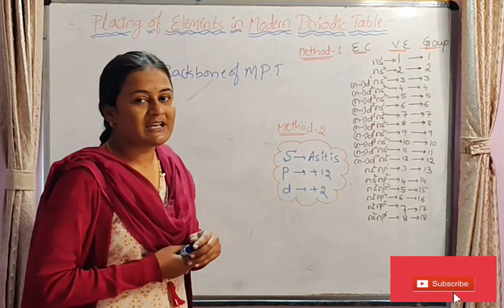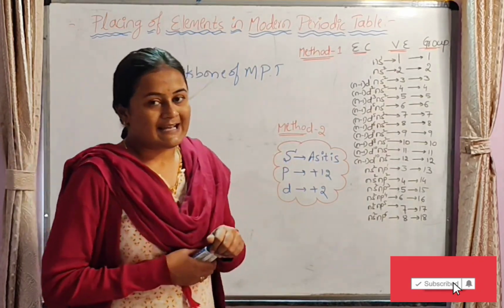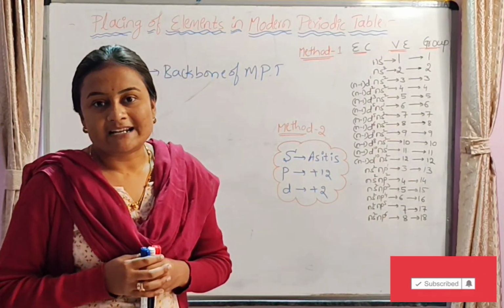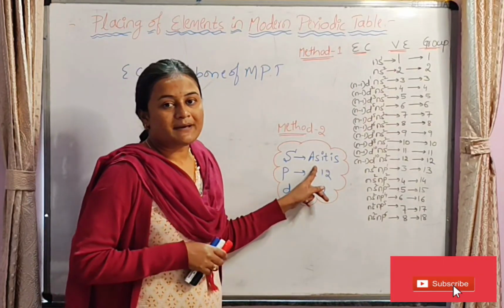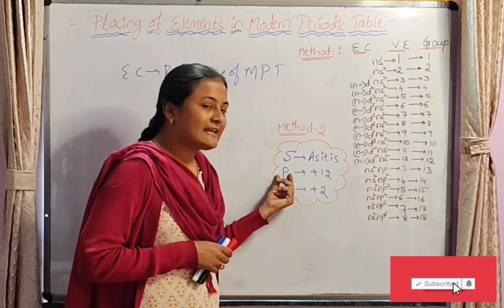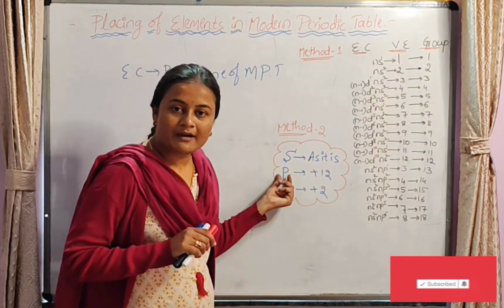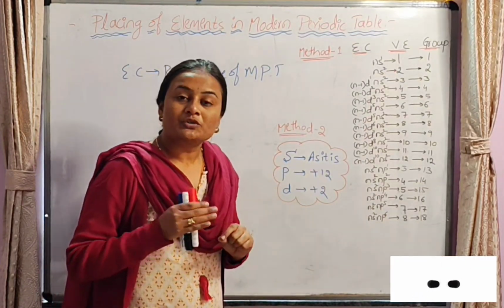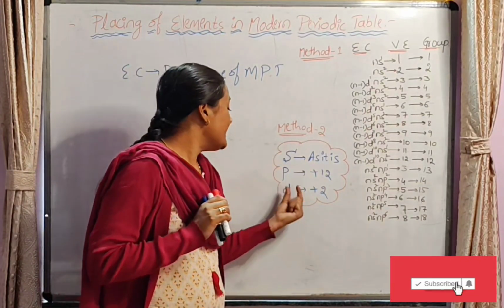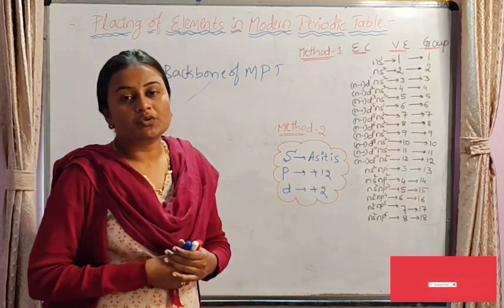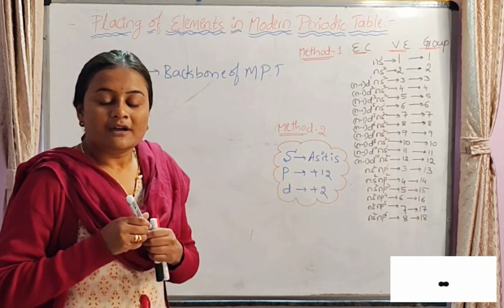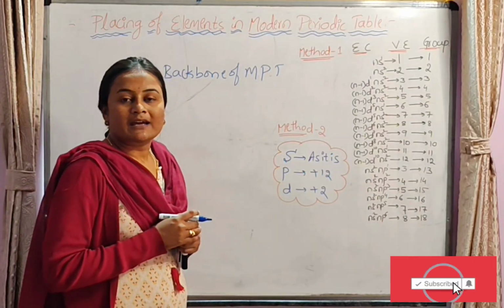And this is the unofficial method. Here, if the valence shell electronic configuration contains the last s orbital, then take it as it is. I'll take an example, then you will come to know. If it contains p orbital, then add +10 to the last electrons. If it contains d orbital in the valence shell, then add +2 to that number. Now, learn this by using examples.